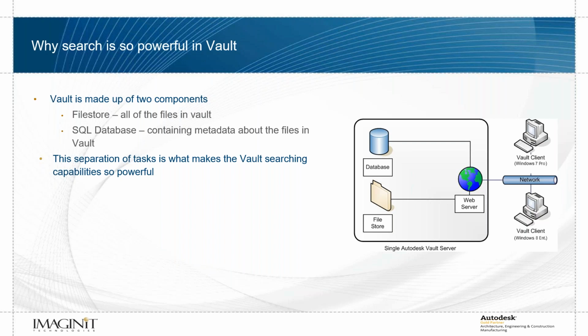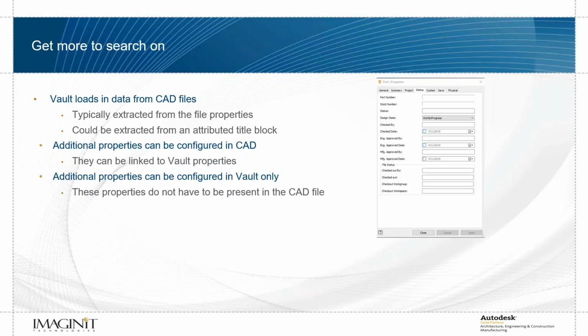So one of the things we need to do to be able to search really effectively in Vault is to load that database up. This might be common knowledge, maybe it's brand new to you, but I just want to make sure you're aware of it as we take a look. And that's the idea of where do we get that information from? One of the most common ways that we get information that we're going to search on is data from CAD files. Now, if you're using Inventor, which is a really common tool that's used with Vault Professional, it's typically going to be the file properties.